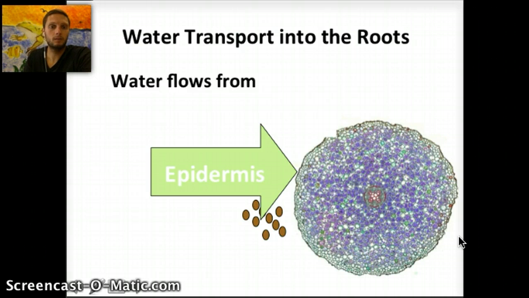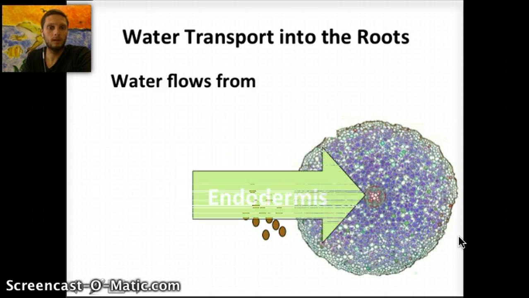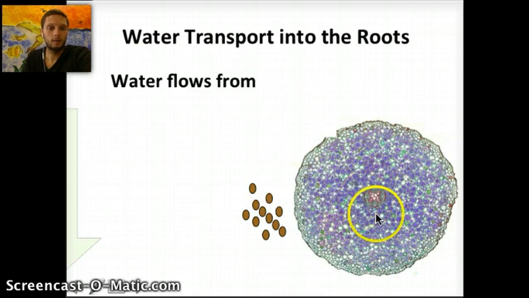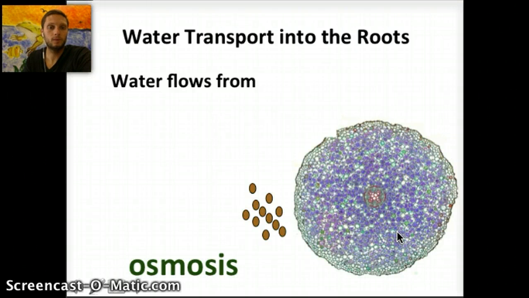And so here we've got a cross-section of a stem. We've got epidermis, the root cortex in the middle. The endodermis is this lightly pink-orangish outer circle, and then inside of the endodermis we've got the xylem, in which water is going to move through this process of osmosis.